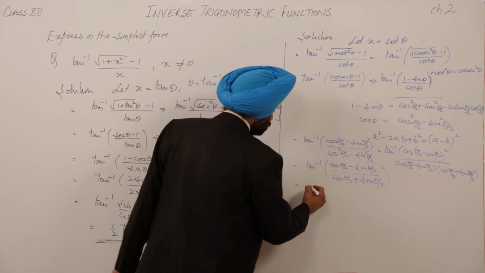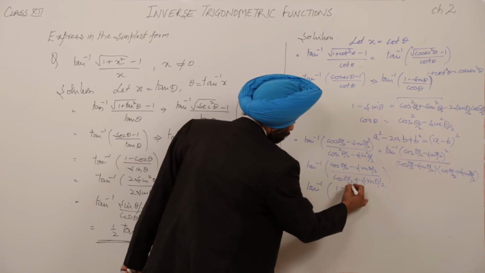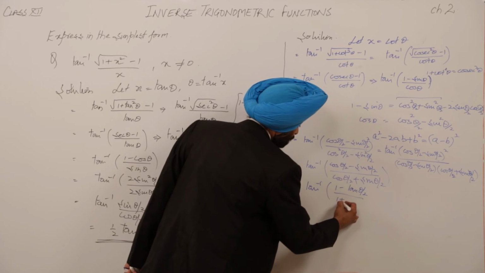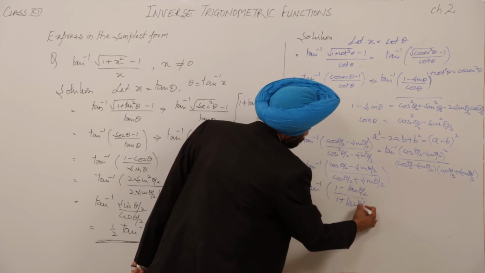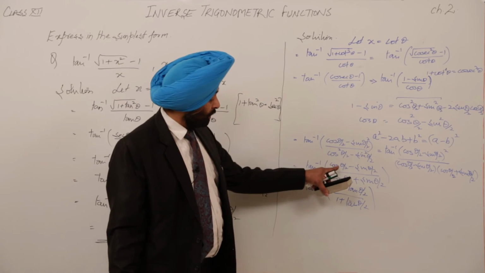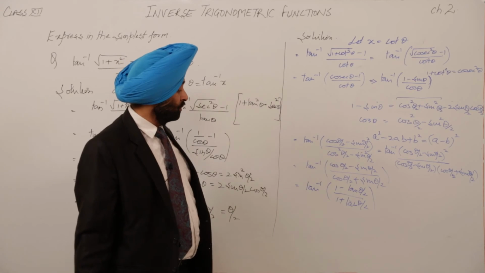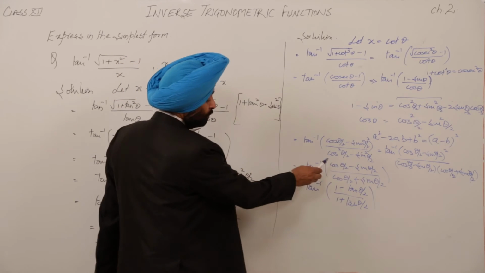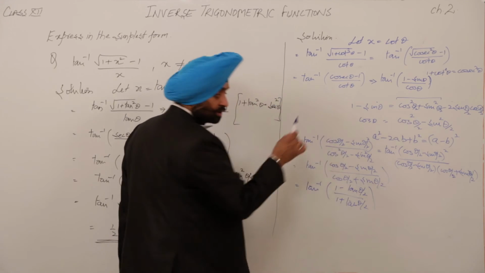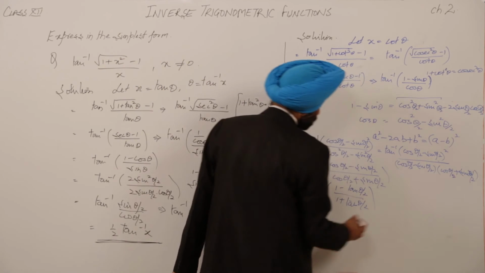Now here what we are going to do, just check it, can I write 1 minus tan theta by 2 upon 1 plus tan theta by 2? Can I write like this? Now what I have done, I have multiplied and divided numerator and denominator by cos theta by 2. So cos theta by 2 upon cos theta by 2 is 1. Sin theta by 2 upon cos theta by 2 is tan theta by 2. Similarly the denominator.